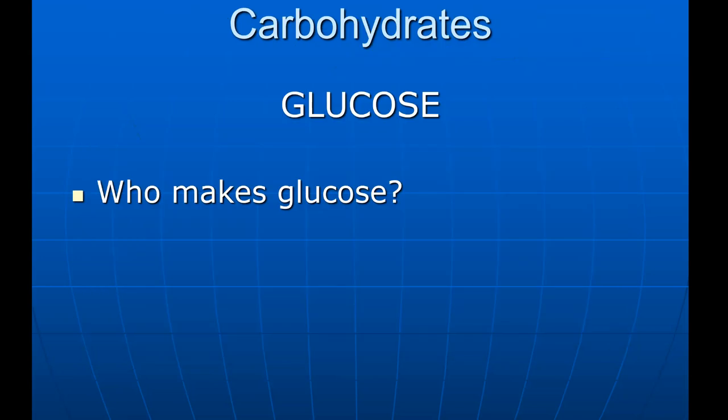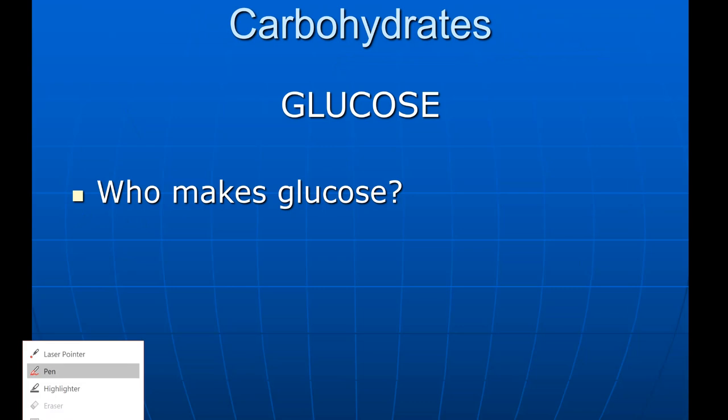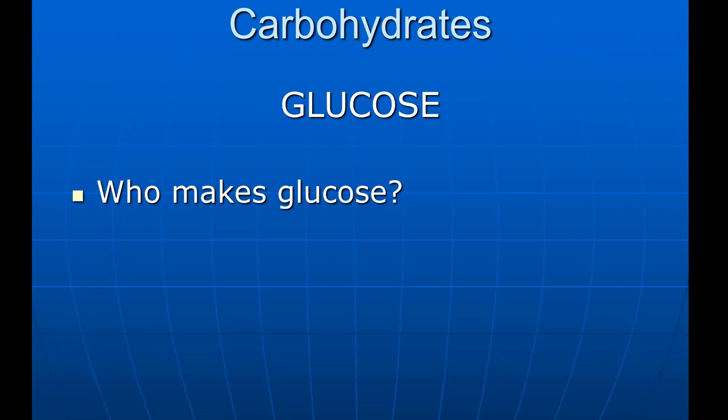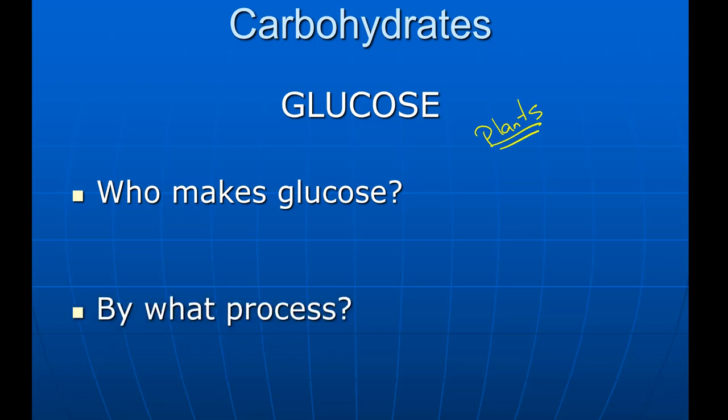So answer in your head, who makes glucose? Think about that for a moment. Probably when I say who makes glucose, you're thinking plants. And if you're thinking that, you would be absolutely right. Plants and green algae. And the follow-up question is by what process? Hopefully you learned in grade school or high school that plants, as well as algae and some bacteria, make glucose, make sugar, by the process of photosynthesis.